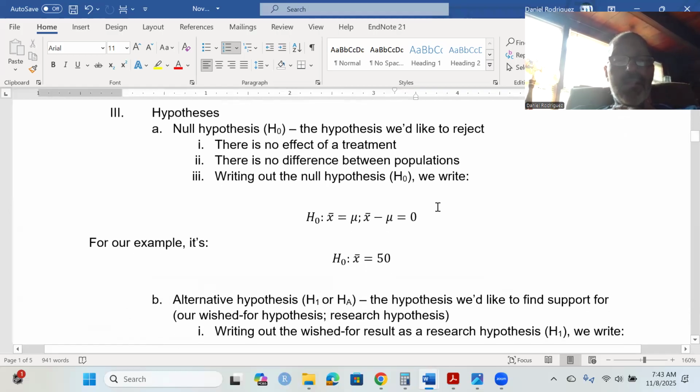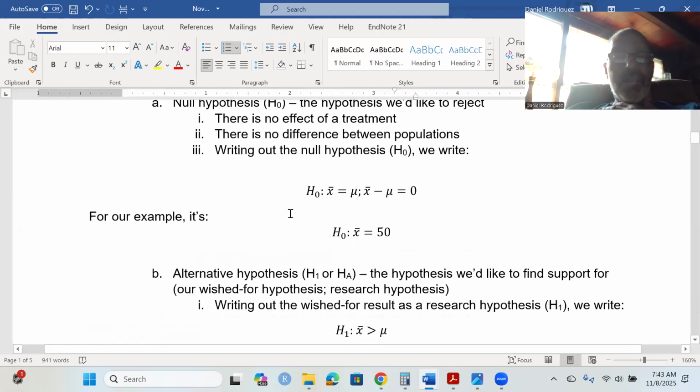So when we write out the null hypothesis, we write something like this. H sub 0 is that our sample mean is equal to the population mean. This is what we'd like to reject. I mean, I just saw that my sample mean was 70 and the population mean was 50. So it looks like it's greater. So I don't want to conclude that it's equal, right? I'm not interested in concluding that it's equal. So my null hypothesis is either the sample mean is equal to the population mean or the difference between the sample and the population mean is 0.